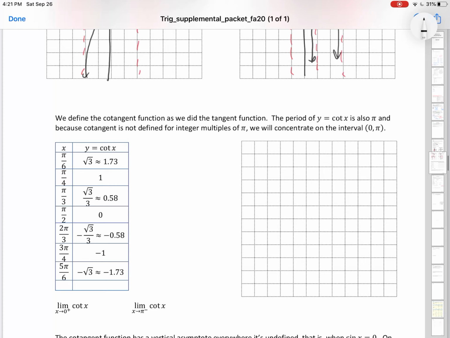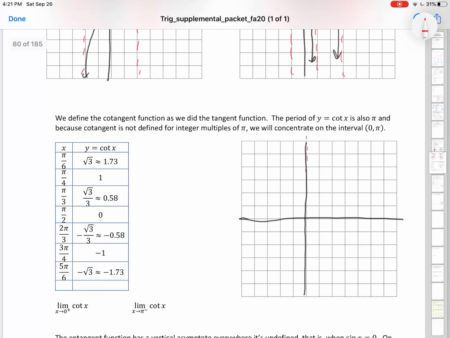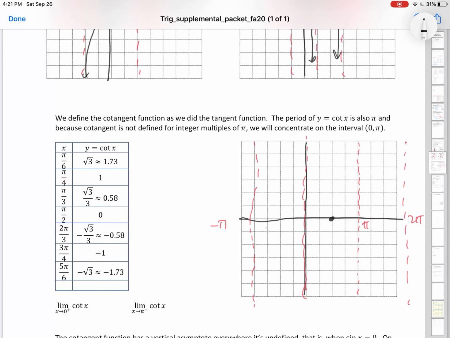And so what would cotangent look like? Easy. Remember, cotangent's issues are where sine's 0, because that's what's on the bottom. So it actually has issues at 0 and at pi. So that's pi. And it's going to have an issue at 2 pi. And it's going to have an issue at negative pi. And at pi over 2, it's going to be 0.